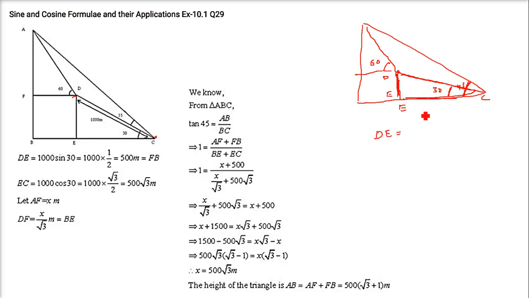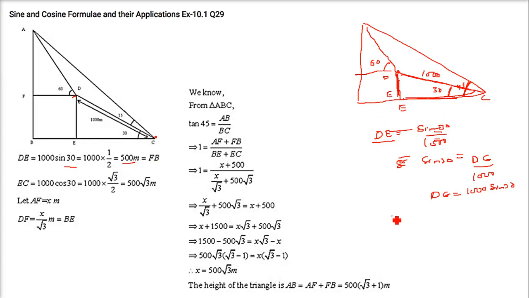So DE will be, let us take the sine of this angle. Sine 30 is perpendicular upon hypotenuse, DE by hypotenuse, and he walks for 1000 meters, so the hypotenuse is 1000. So sine 30 is DE by 1000. So this DE will be 1000 sine 30, and sine 30 is 1 by 2, so it will be 500.